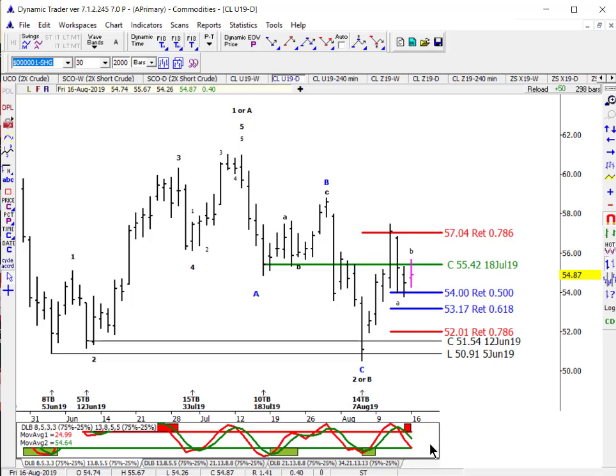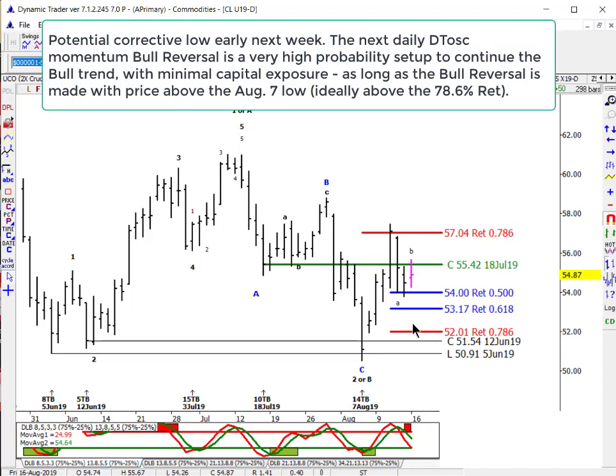That's going to be an ideal dual time frame momentum setup to continue the bull trend, and we're going to be able to participate in this with very minimal capital exposure, in case we're incorrect. So you can use leveraged futures or you can use an ETF, either one.